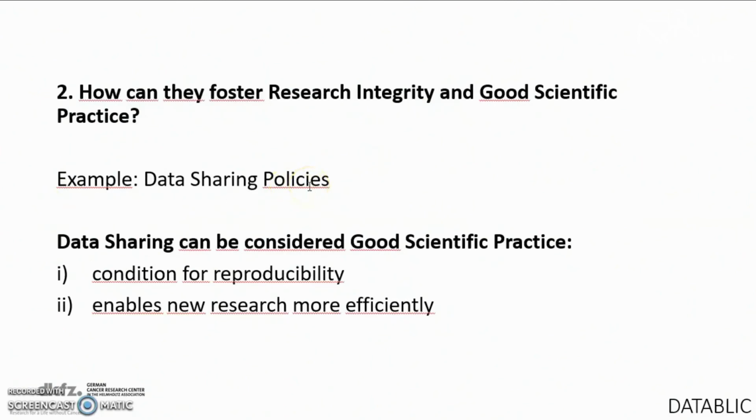The second question, how can public funding agencies foster research integrity and good scientific practice? I'd like to answer this question with the example of data sharing policies. As you might know, data sharing is deemed as very important and beneficial for science in many different respects. And I want to argue that data sharing can therefore be considered as good scientific practice, at least in two respects. The first respect is that data sharing enables reproducibility or replicability.